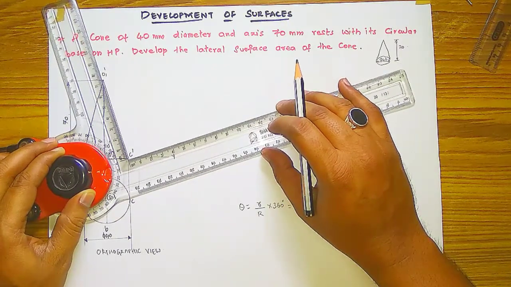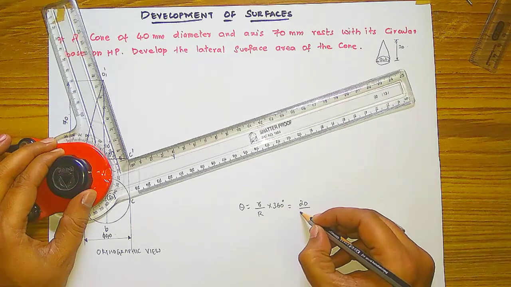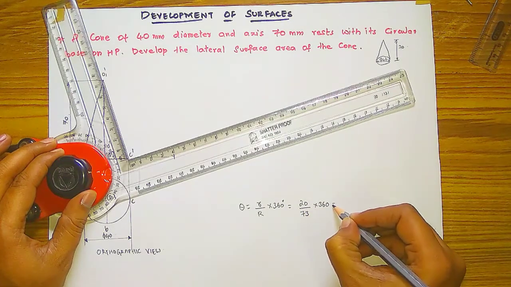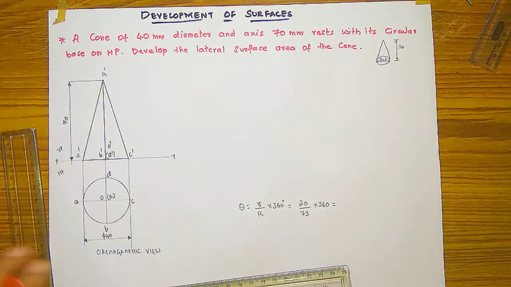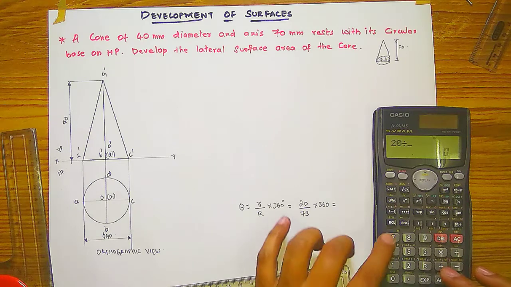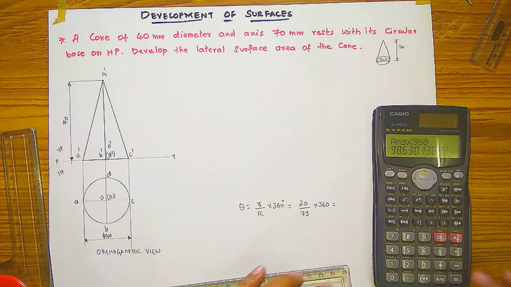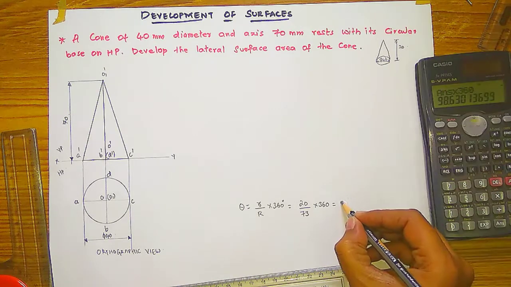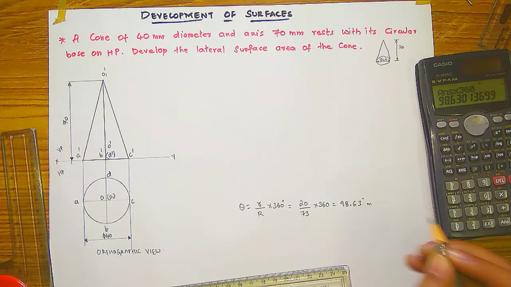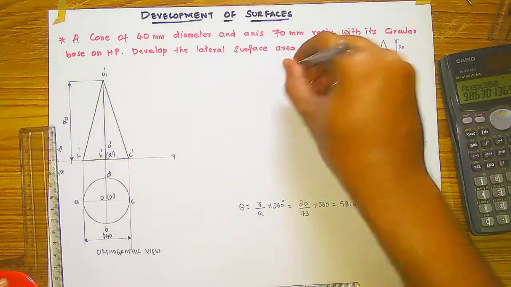So I am getting 73, so I am writing 73 mm into 360 degree. Calculate it in your calculator, 20 divided by 73 into 360 degree, that will be 98.63 degree, okay. So then now you have to take a point here to develop the surface.